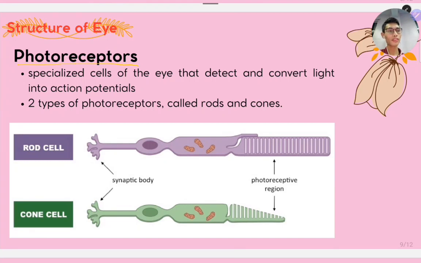Photoreceptors. A photoreceptor is a specialized cell of the eye that detects and converts light into action potentials. There are two types of photoreceptors called rods and cones. Why rods and cones? Because look at the shape. This one resembles a rod, and this one is similar to a cone.